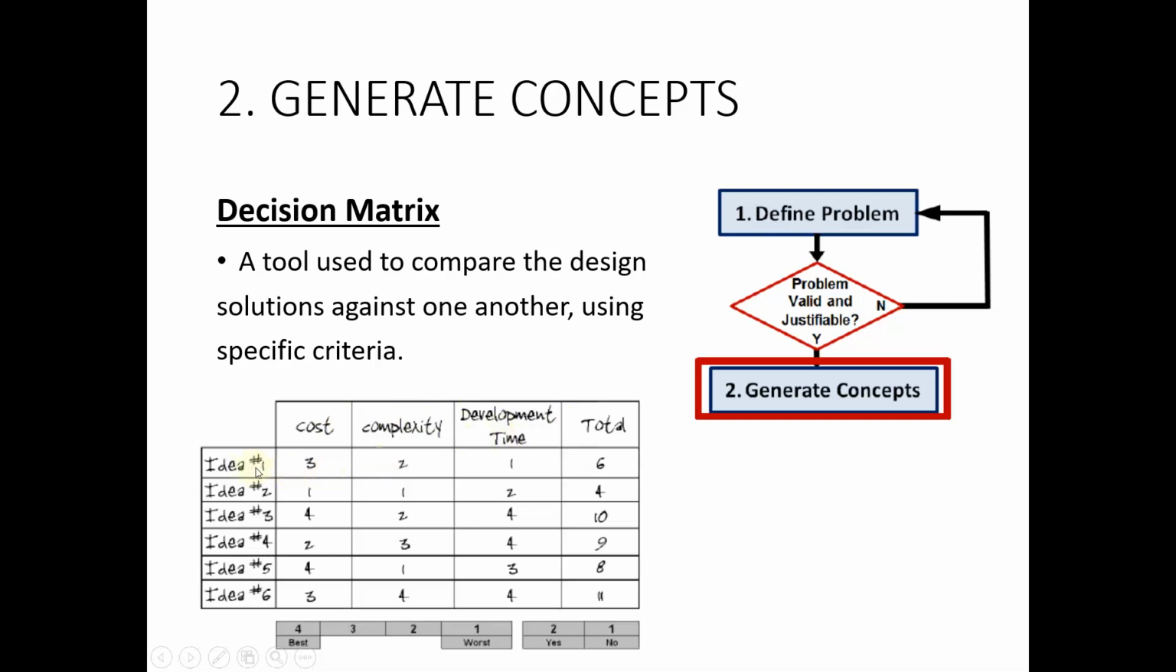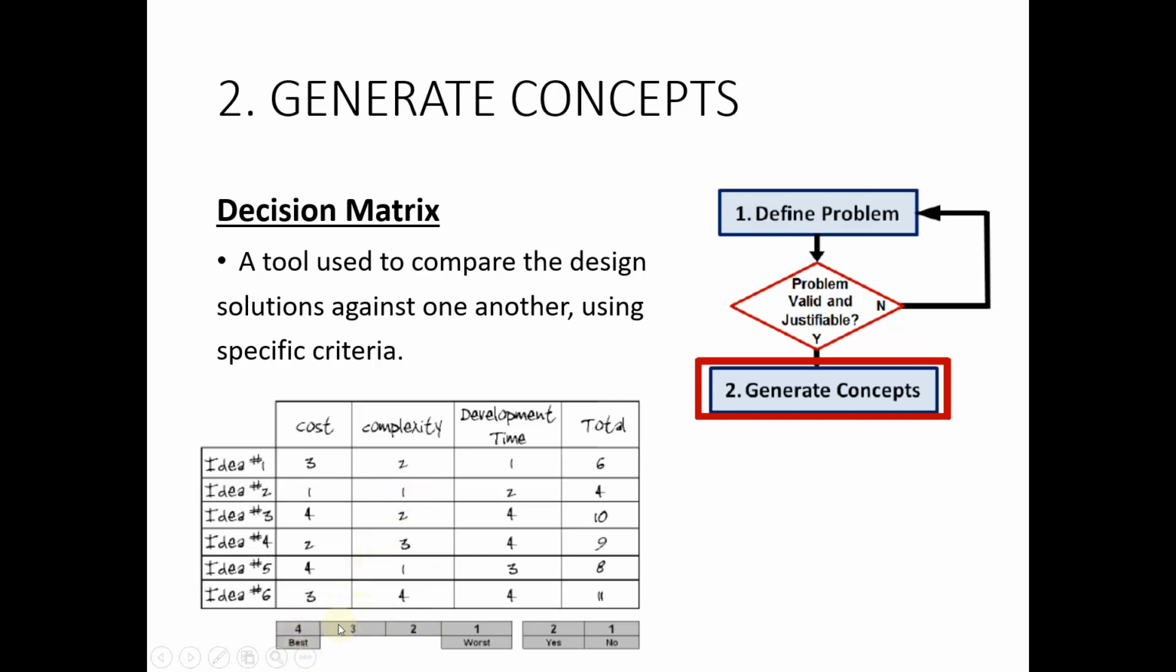So for the first idea, we are ranking each of these criteria based on the ranking system mentioned here. 1 represents a worst condition or worst idea. 2 means fairly okay, then 3 is good and 4 is best.